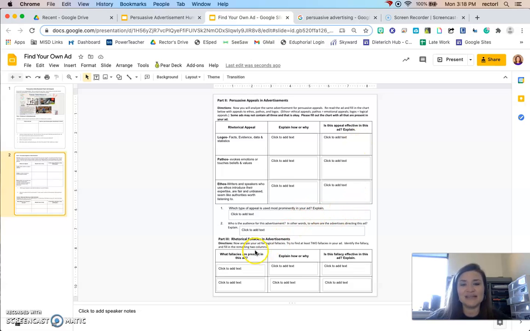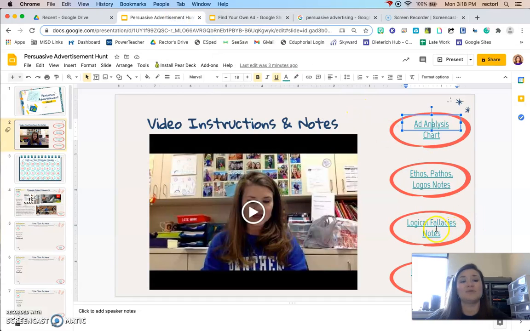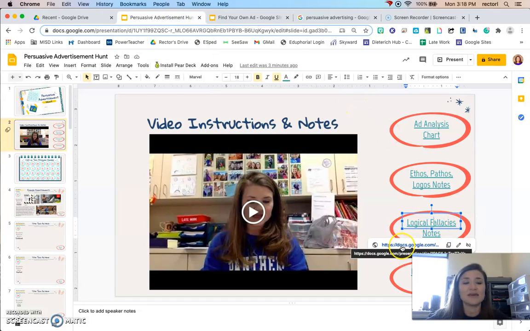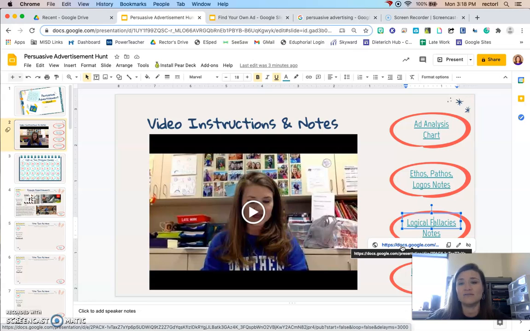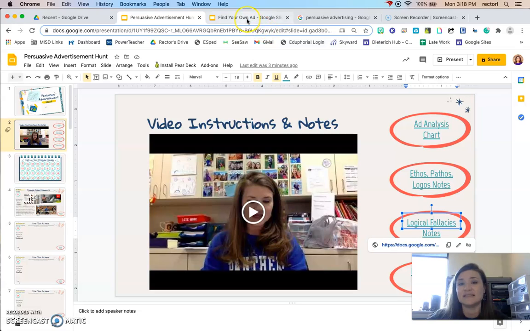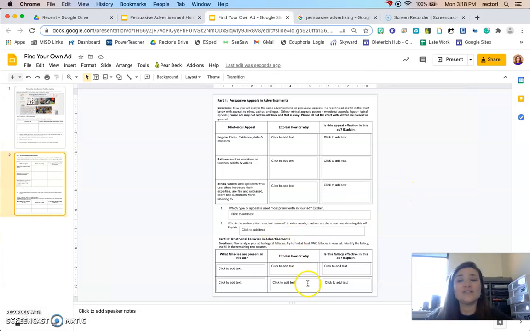The next thing that you're going to do is answer these questions here and then move on to your next chart. You are looking for logical fallacies. If you need some help with logical fallacies, you can click on the notes that are on your original slide deck, and it will take you to the logical fallacies slide deck that we went over in class last week and then yesterday as well. Once you get this finished, you're going to submit this to me.